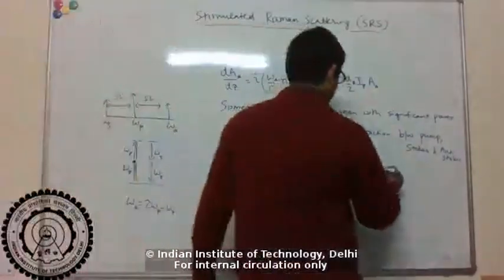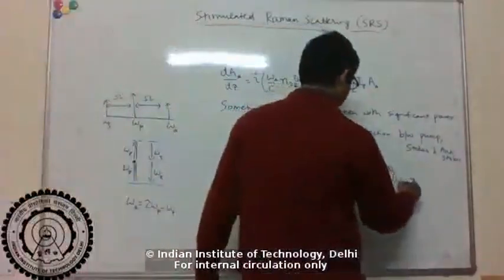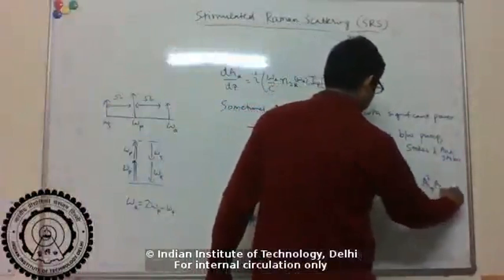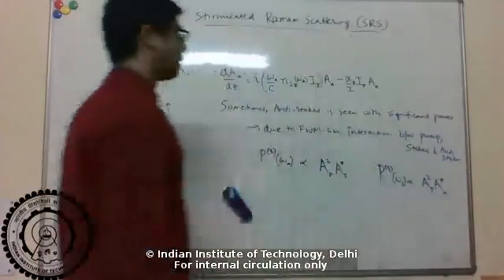Similarly, there will be a Stokes polarization which goes as A_P squared A_A conjugate, right?